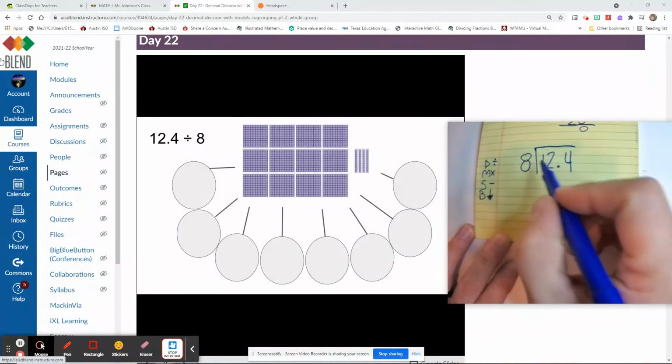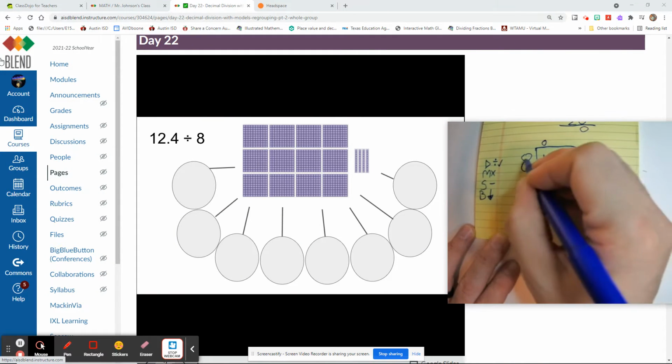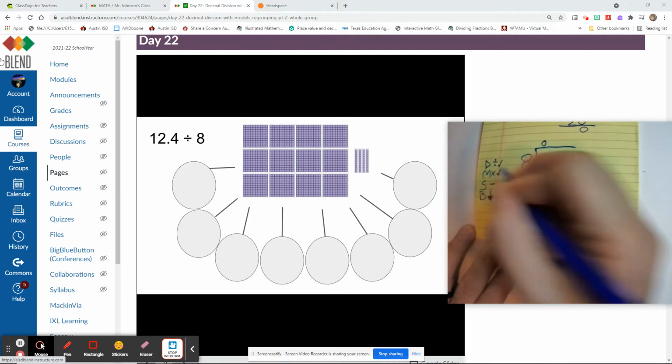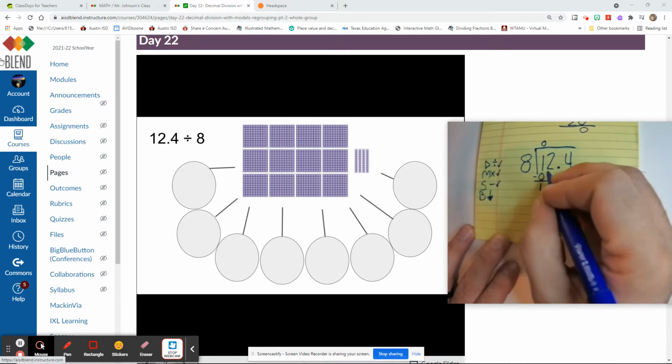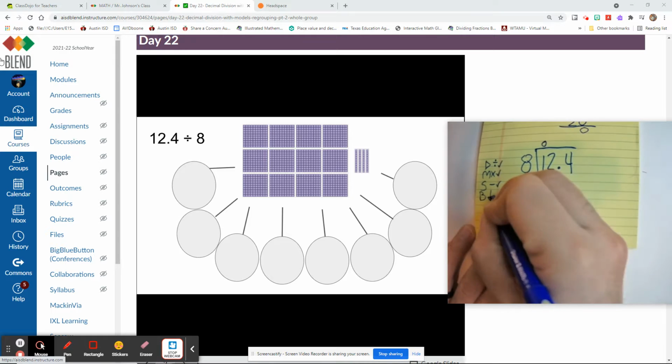So let's take a look at the algorithm. 8 goes into 1 0 times. That's my division step. 8 times 0 is 0. That's my multiplication step. 1 minus 0 is 1. That's my subtraction step. And then I'm going to bring down my 2.